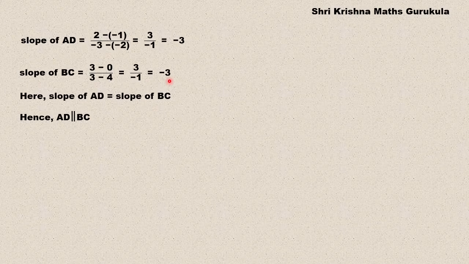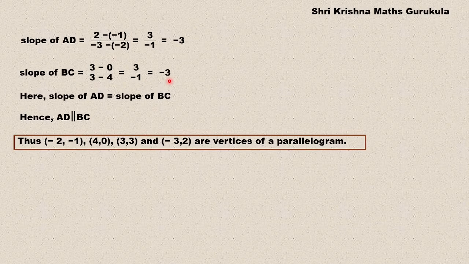So we have just proved that AB is parallel to DC and AD is parallel to BC. By this, we can conclude that the 4 given points are vertices of a parallelogram, and we have not used the distance formula. Without using the distance formula, we have proved this. If you have any doubt, please do mention it in the comment section.